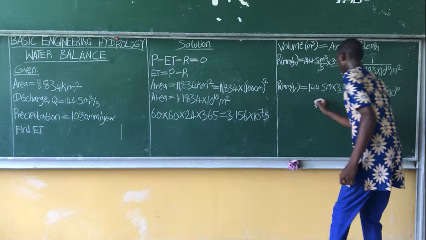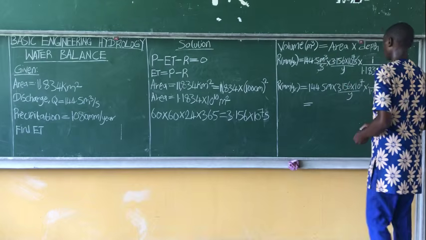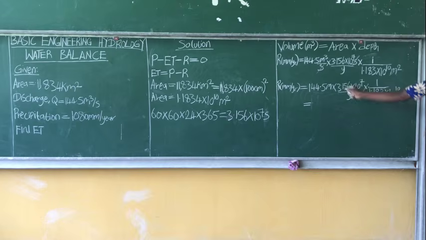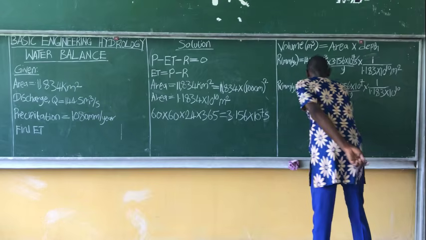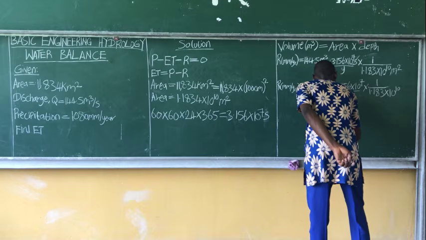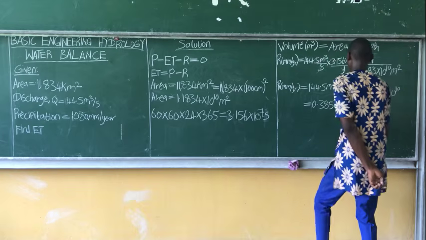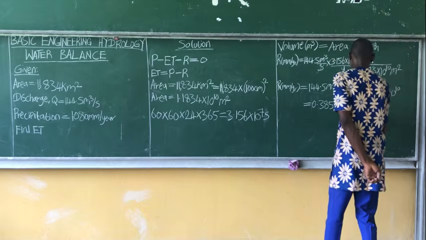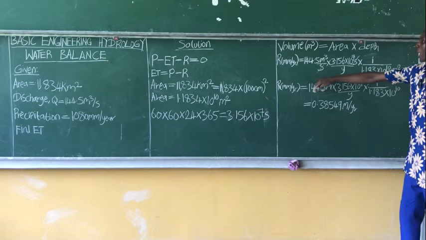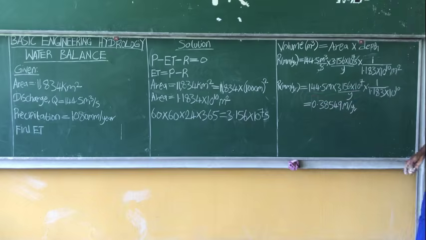Okay, so what do we have? 0.38549 meters per year. Okay, but we are looking for our runoff in millimeters per year. So what do we do? We simply multiply. Remember, to convert meters to millimeters, we multiply by 1000.